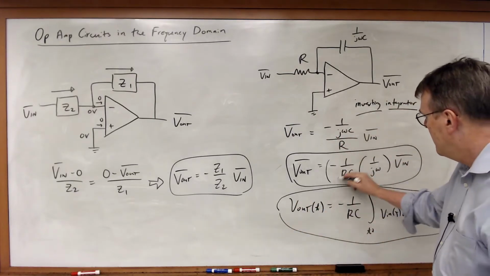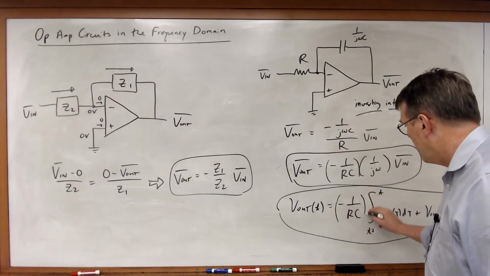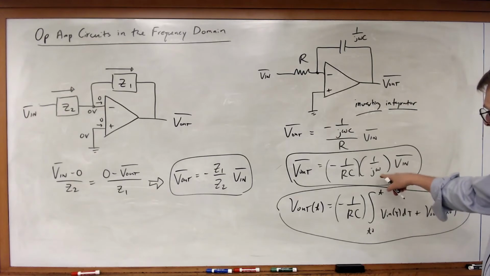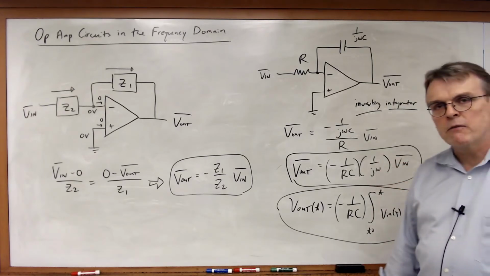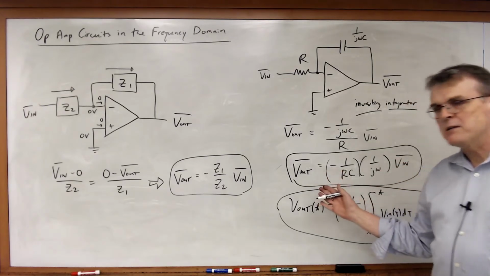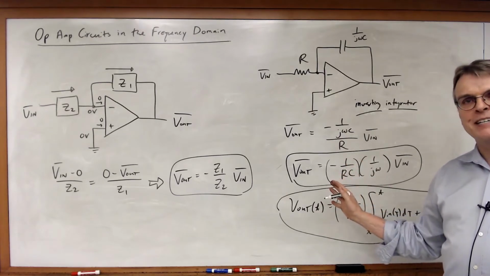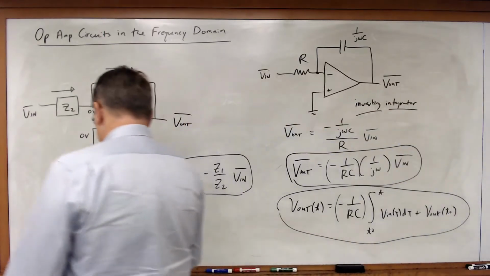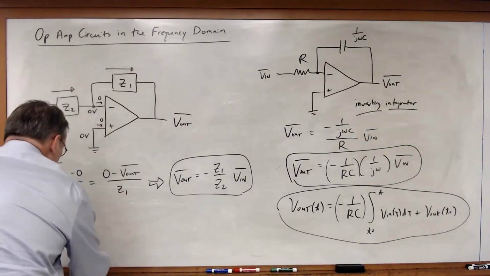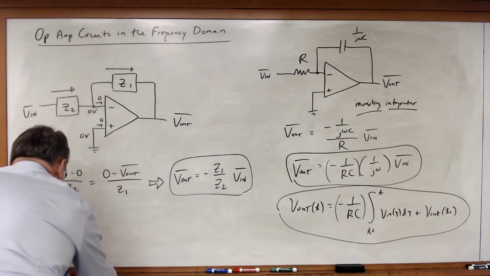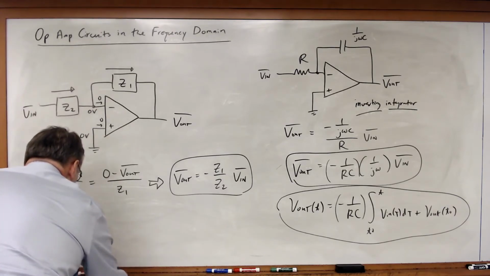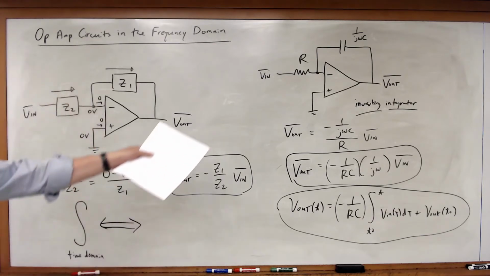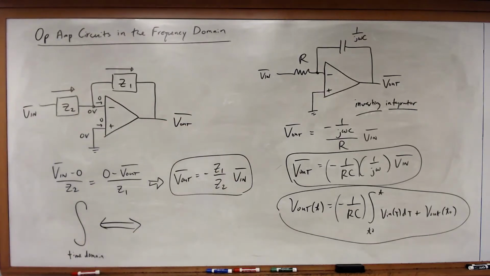We note we've got the same minus 1 over RC multiplier. We have an integral in the time domain. We have 1 over j omega in the frequency domain, which leads to a kind of fundamental insight into what's going on in frequency domain analysis. We notice integration in the time domain is equivalent to dividing by j omega in the frequency domain.